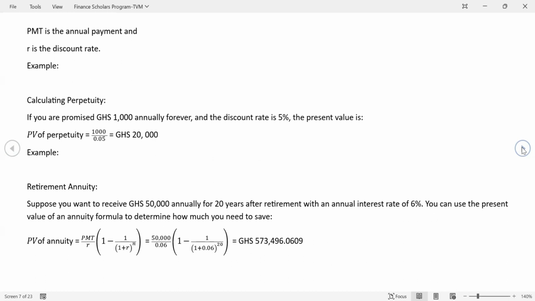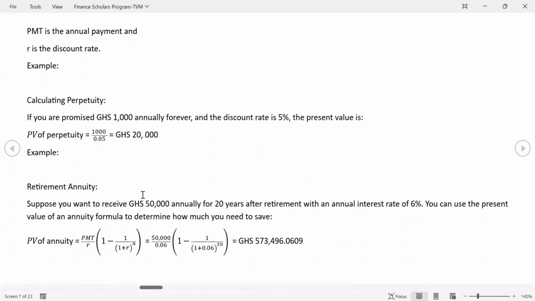So the present value of the annuity is what is here, which is the present. The PMT is just the annual payment. We base the formula for finding the present value of an annuity on the annual payment divided by your R, which is your interest rate, times 1 minus 1 over (1 plus R) to the power of n. So that is the formula for finding the present value of an annuity.